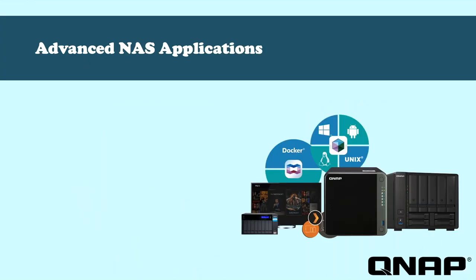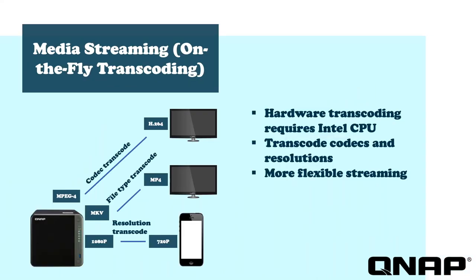So let's look at some examples for advanced NAS applications as well. For a NAS with an x86-based CPU, such as an Intel or AMD CPU, you can do media streaming with on-the-fly transcoding.